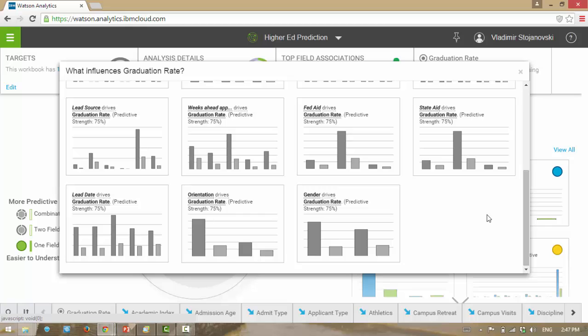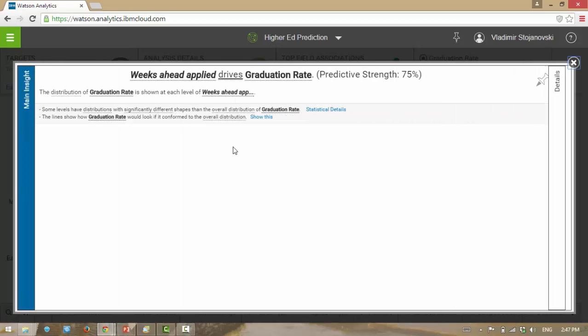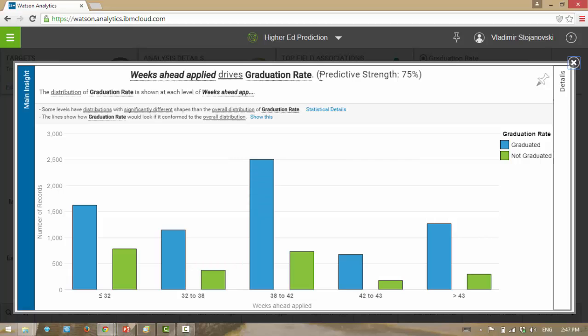So while some seem obvious, such as total number of semesters that a student spends at the university, something like how far ahead a student has applied may not. Let's take a look at this driver. It seems to be a really important driver. In fact, Watson Analytics gives it a predictive strength of 75%, which means that Watson Analytics is going to be correct 75% of the time in predicting whether a student will graduate based on how far ahead that student has applied. There's a couple of different ways to visualize this.